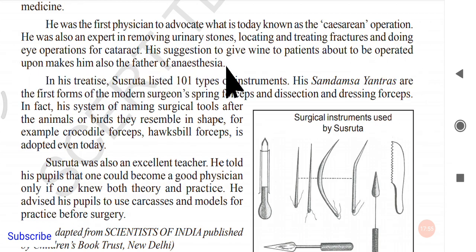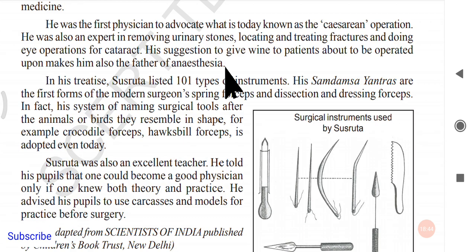His suggestion to give wine to patients about to be operated upon makes him also the father of anesthesia. What is the importance of giving wine in those days? Now we call it anesthesia. Give the patient anesthesia before the operation. Anesthesia can numb or decrease all the senses, so the person about to be operated will not feel any pain when the doctor cuts or removes something from his skin or body. In those days, Sushruta used to give wine, so he is called the father of anesthesia, and he is also the father of surgery.